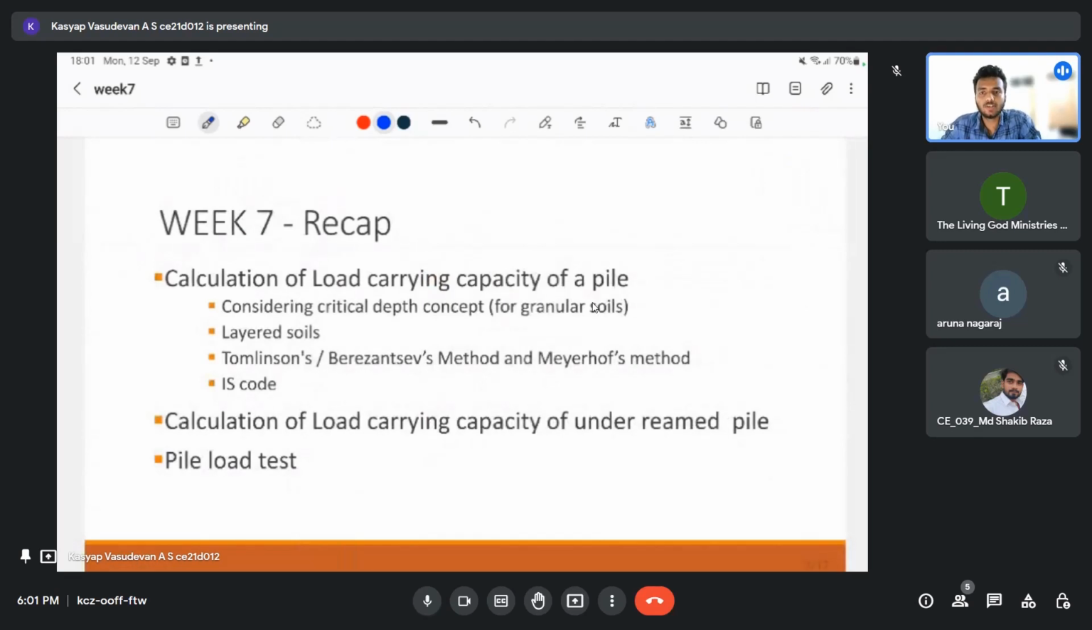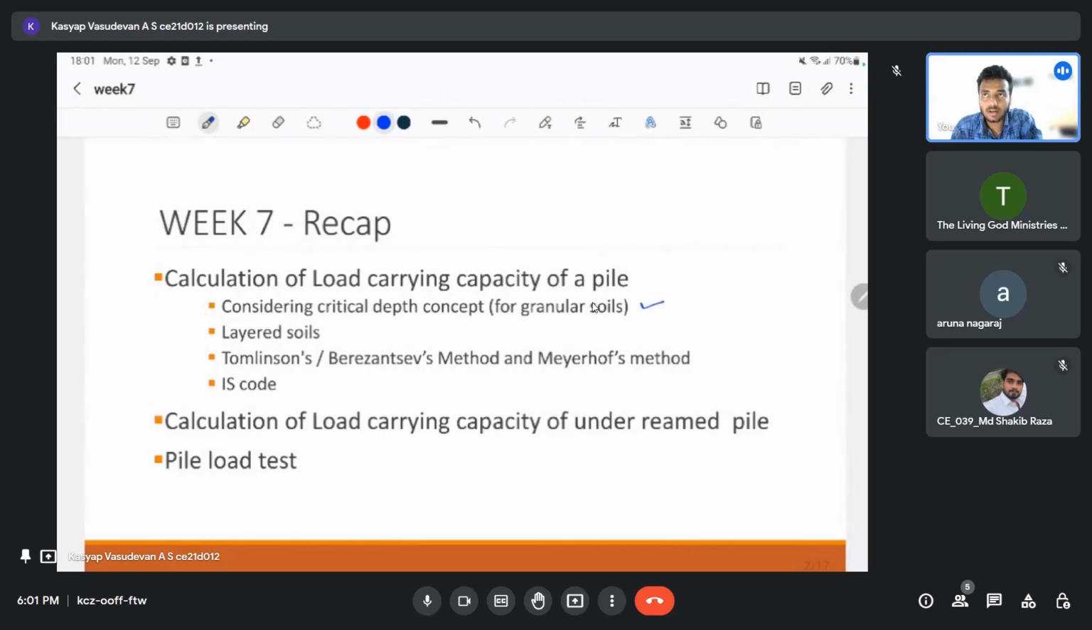most of the time was spent on solving problems and numericals. Many different cases were discussed by the instructor, and the major part in the last week was the load carrying capacity of pile, discussed with respect to the critical depth concept, which is more specific for granular soils, because the reason behind this critical depth is the arching effect. The arching effect is generally more predominant in granular soil. So, we discussed how to consider this critical depth.